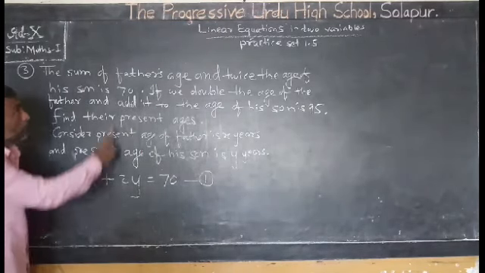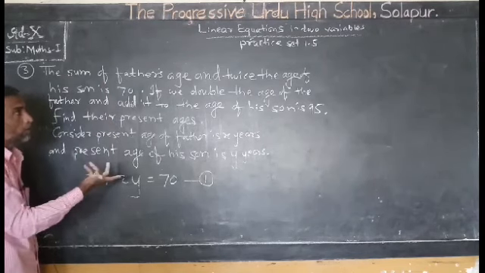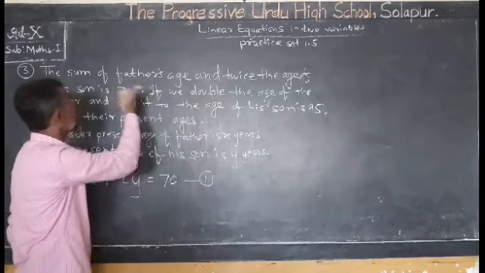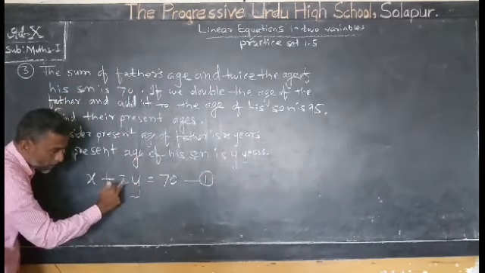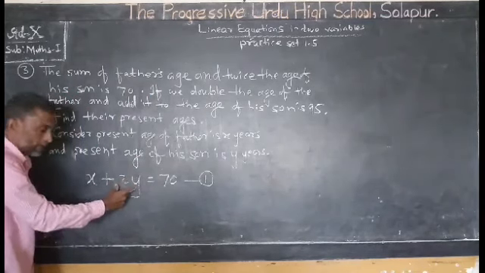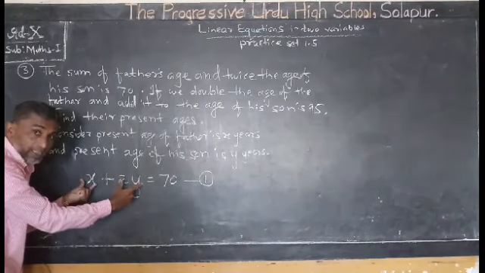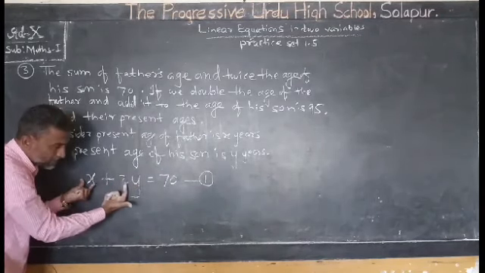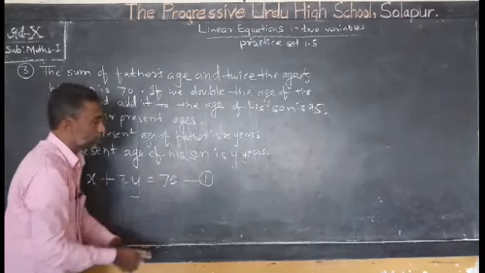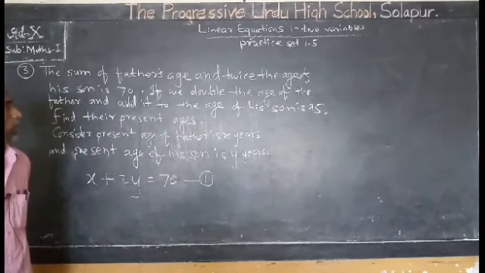How? What is given? The sum means addition: the sum of father's age, that is x, and twice the age of his son, age of son is y, twice is 2y. So, x plus 2y is equal to 70, equation number 1. In this way, the first equation is formed.